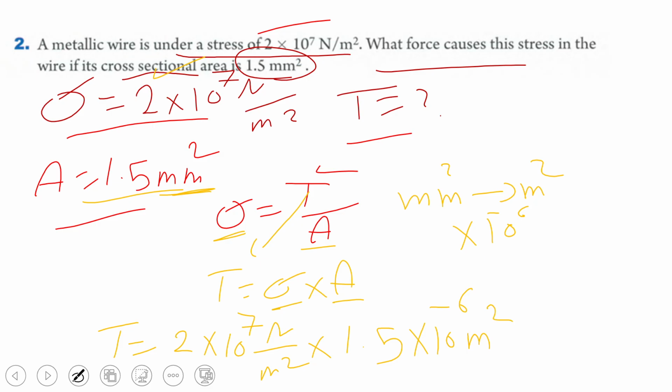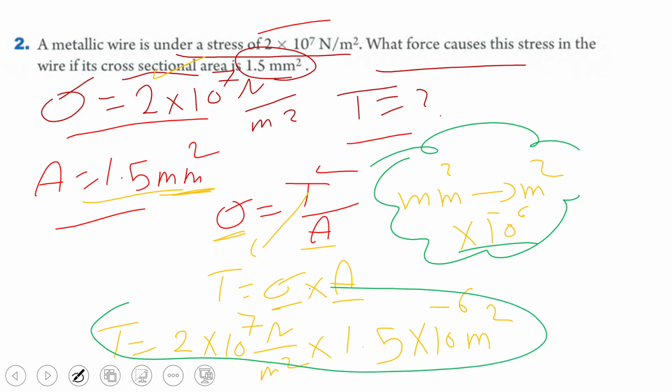To convert millimeter square to meter square, multiply by 10 power negative 6. So that one is easy. Multiply all together. The last answer, T, becomes 30 Newton.